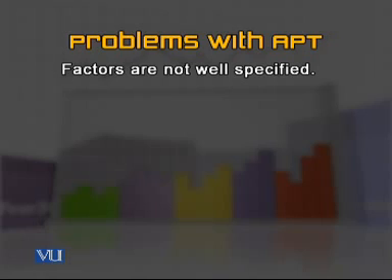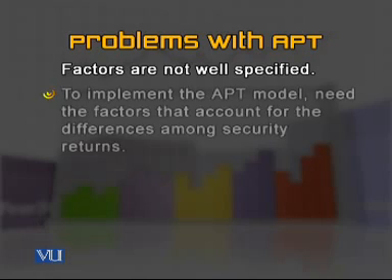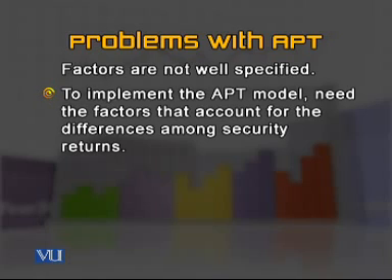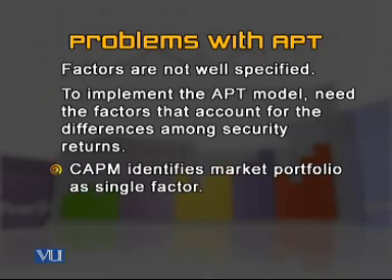The factors are not well specified. To implement the arbitrage pricing model, there is a need for the factors that account for differences among different security returns. Also, the capital asset pricing model identifies the market portfolio as a single factor. Arbitrage pricing theory is about individual scripts. The capital asset pricing model identifies the market portfolio as a single factor. It looks at the market or the market portfolio as a single entity.